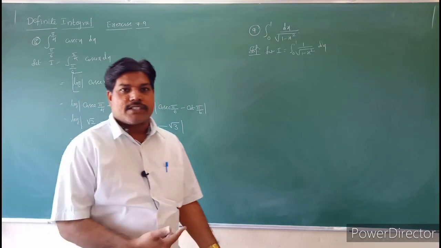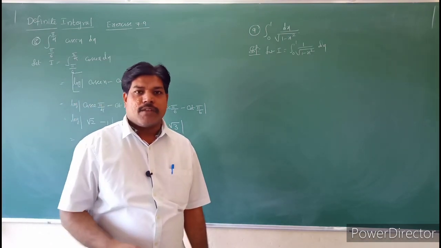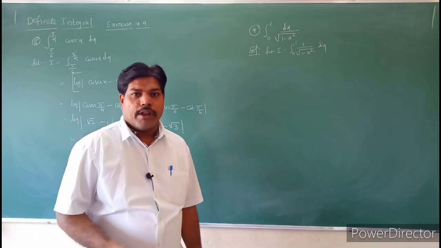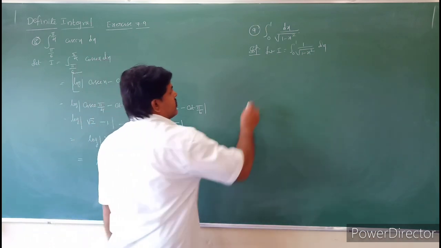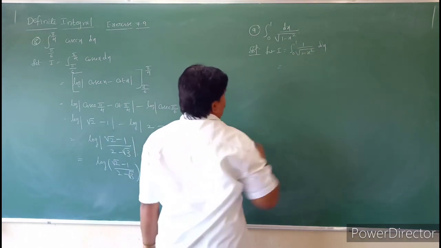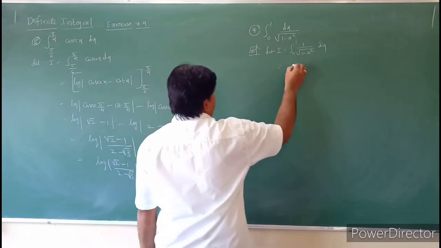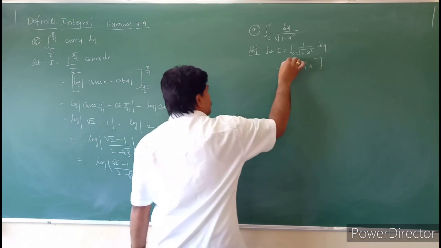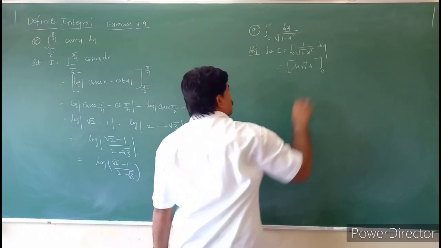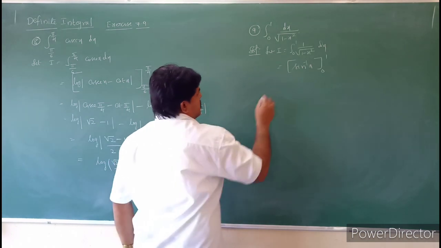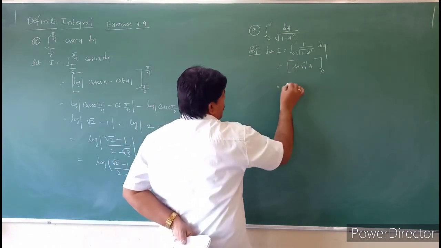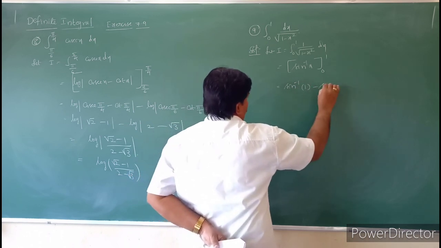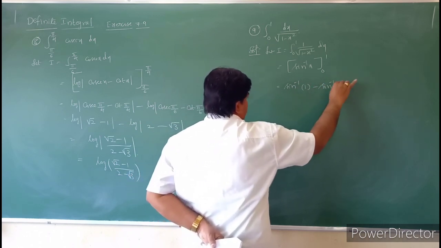Simple questions to practice. In the next exercises there are big questions you will get. But here you have to recall all these formulas, okay? So what is that? That is nothing but integral of 1 by root of 1 minus x square. What is the integration? Sine inverse x, over the limits 0 to 1. So what is this value? First apply the upper limit, sine inverse 1, minus, apply the lower limit, sine inverse of 0.